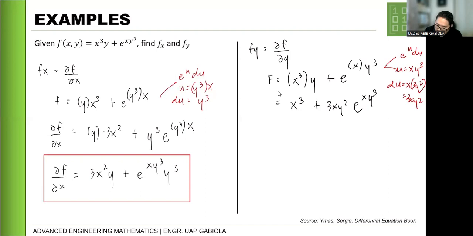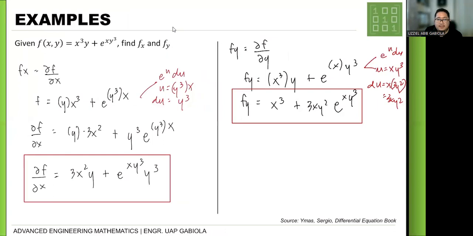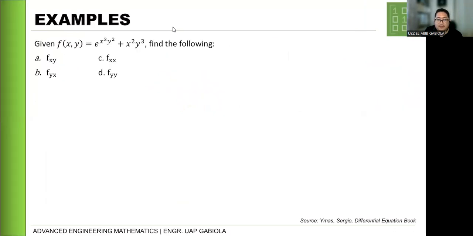Okay? So I think no longer needed yung kanyang simplification. So this will be our answer. Okay? Yeah. So yan yung sa first partial natin in terms of y and in terms of x. Okay? And then yung isang example natin is in terms na siya ng second partial na tayo. Okay? So we have fxy, fyx, saka fxx, saka fyy.